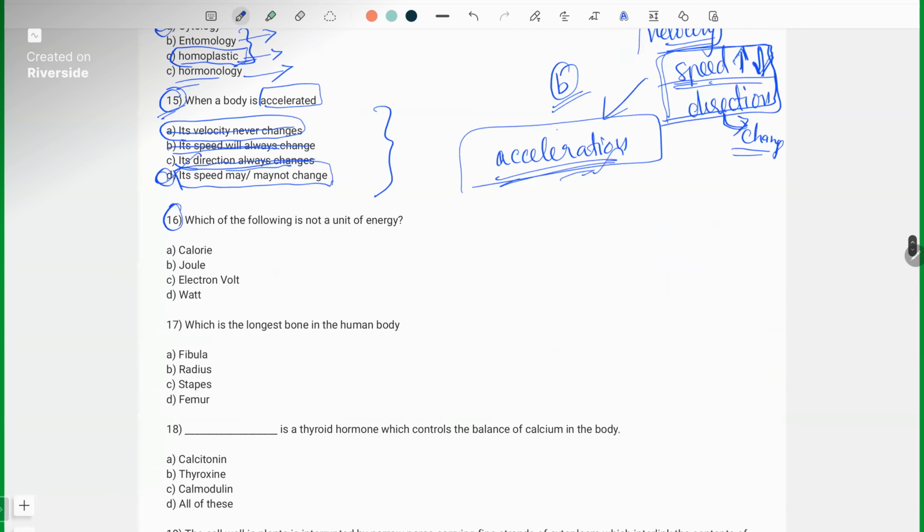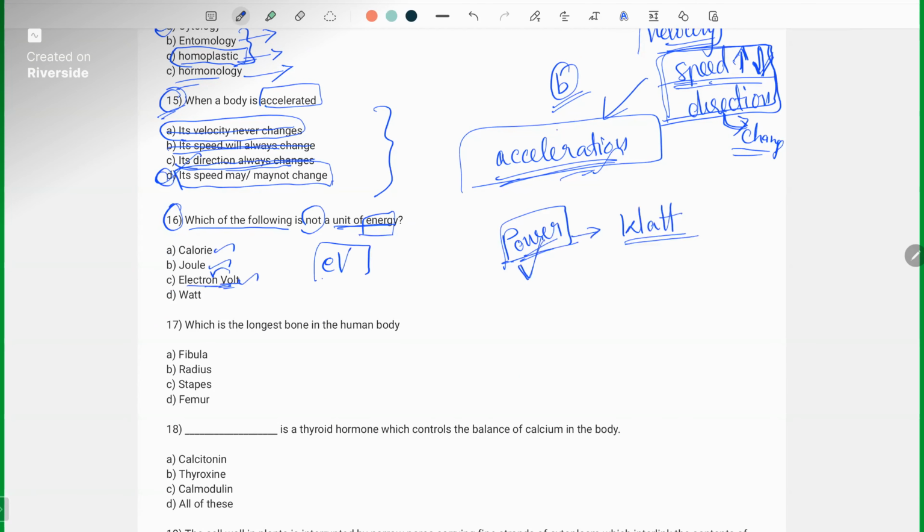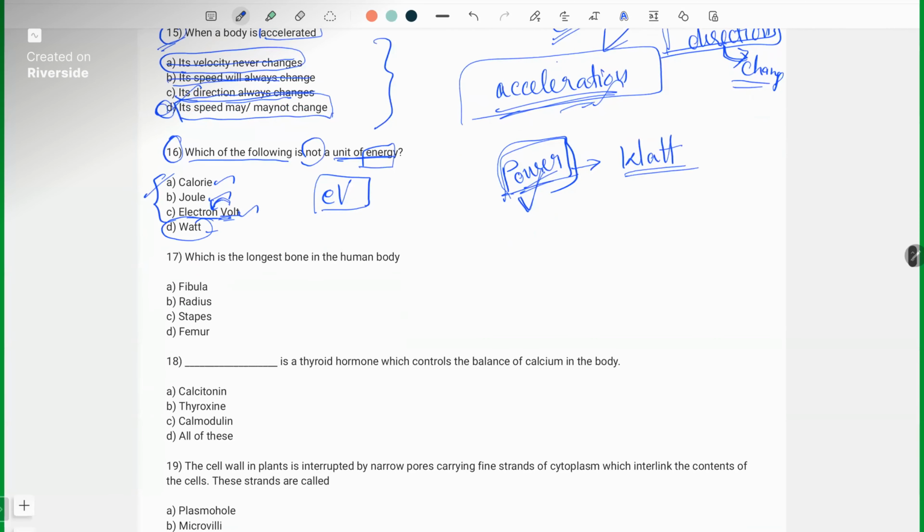Come to question 16. Which of the following is not a unit of energy? Just try. Electron volt, ma'am. இப்படி represent பண்ணுவோம். Electrons energy present with the electron. So it is also energy. So these three things can be used as a unit of energy, but what is a unit of power? Make a note of it. We missed it there.